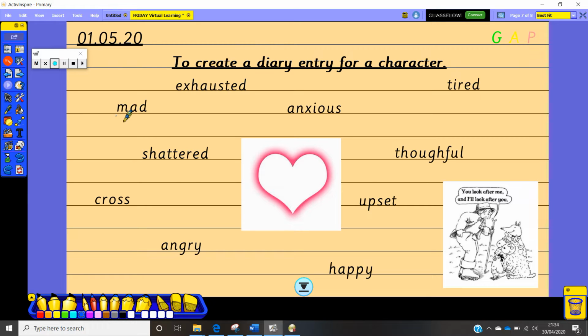So we know that he's a little bit mad because he's found those mice. He might be shattered or exhausted or tired. They are all words that are very similar to each other to say how tired he is after a day on the farm. He might be cross, angry, mad, upset with Mossop because Mossop has definitely not been doing his job. All the other animals on the farm have been working so hard to keep the farm running, whereas Mossop has just been really lazy and really tired and sat on the tractor seat.